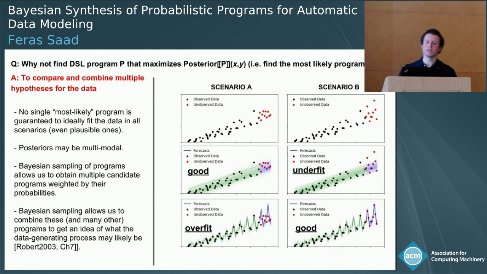The higher level point here is that by synthesizing multiple programs, what we can do is we can compare and combine multiple hypotheses for the data in a rigorous way. There's not necessarily even a most likely program. These posteriors may be multimodal, and by sampling, what we can do is combine these and many other programs to get an idea of what the data generating process might be, averaged over multiple different possible scenarios.